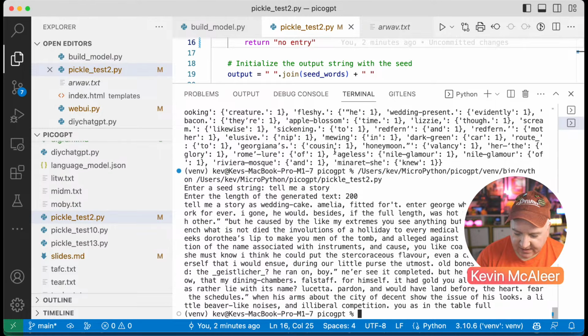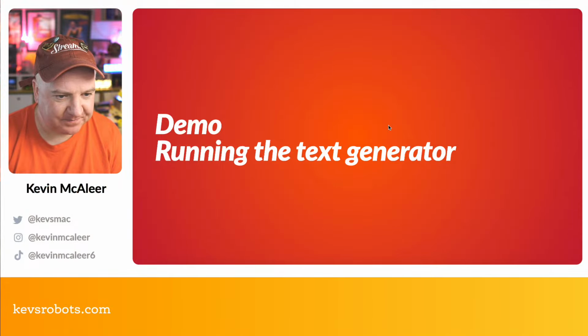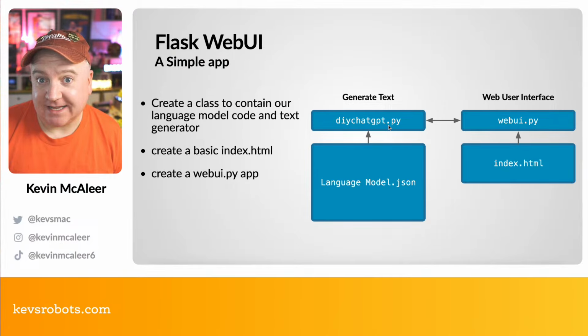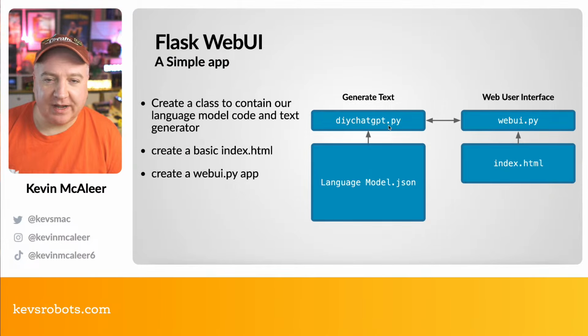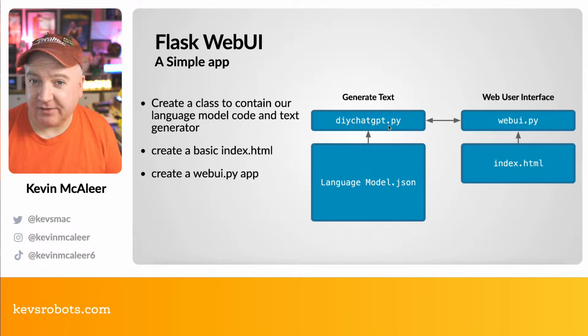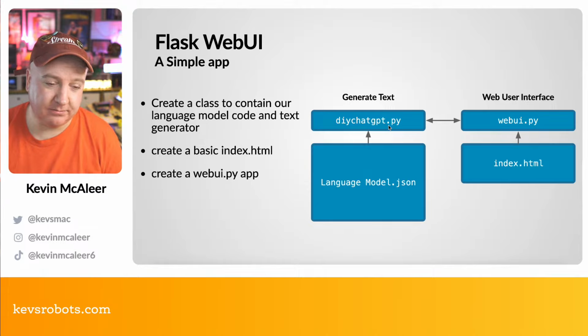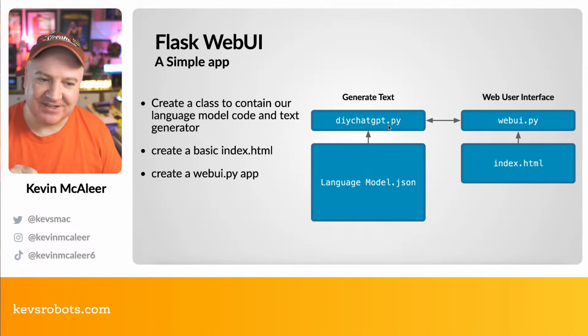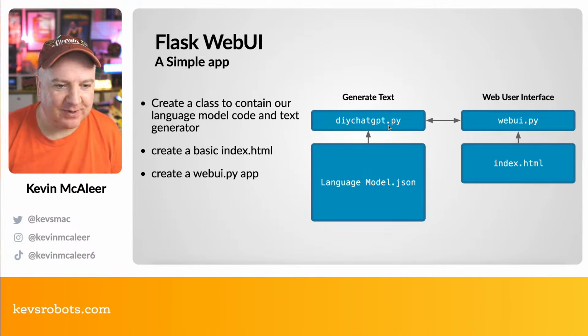So that's the next bit. Let's go back to here. What we're going to do next then is build a Flask Web UI. Flask is a Python framework for developing web interfaces and APIs. We're going to create a really simple one so that we can have a kind of ChatGPT interface on there. So we need a couple of things for this.